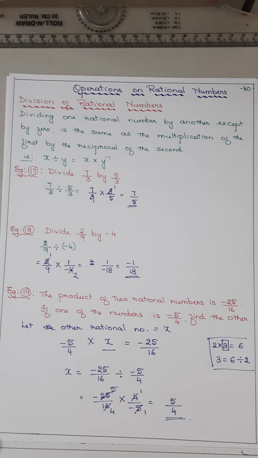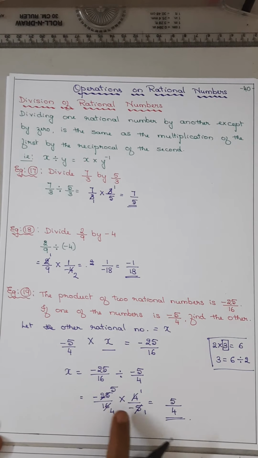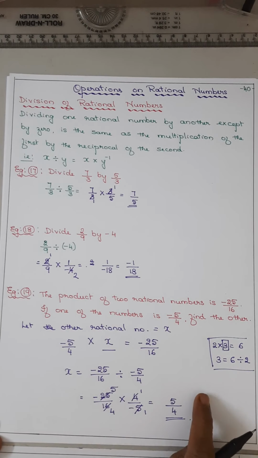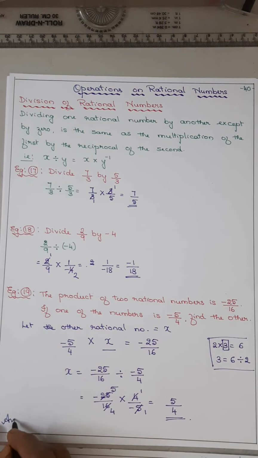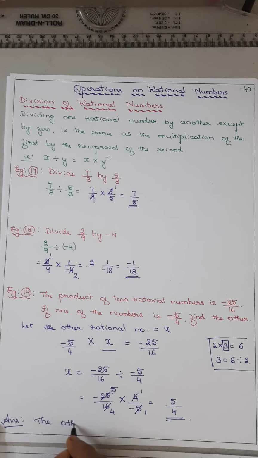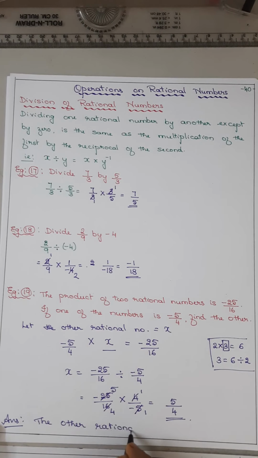Hope you understood. In multiplication, same signs, the product will be positive. So the answer, the other rational number is 5 by 4.